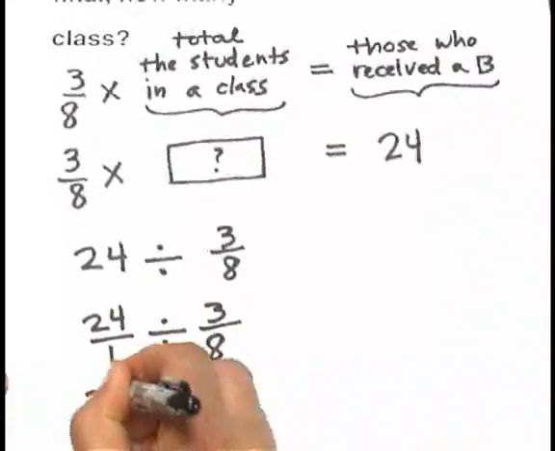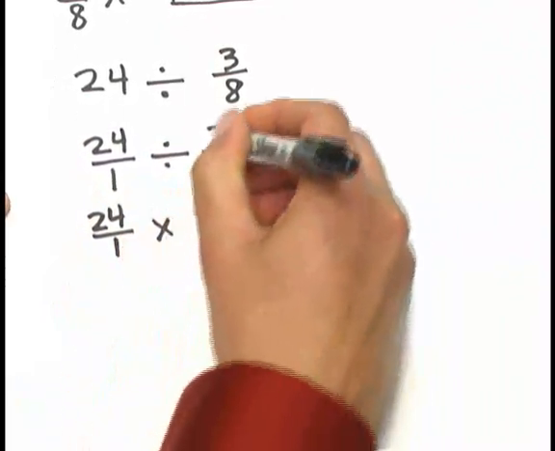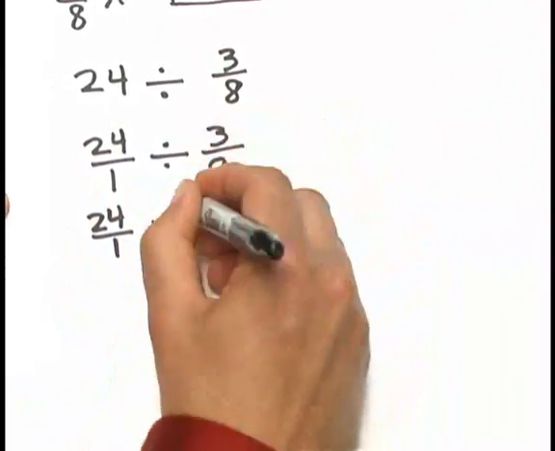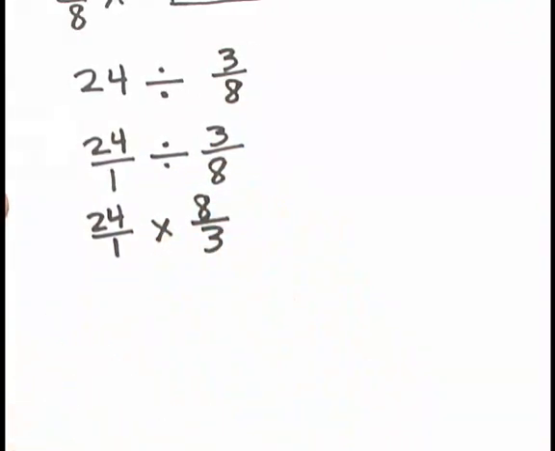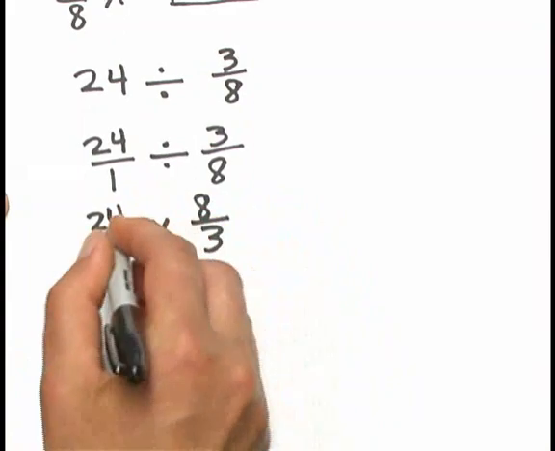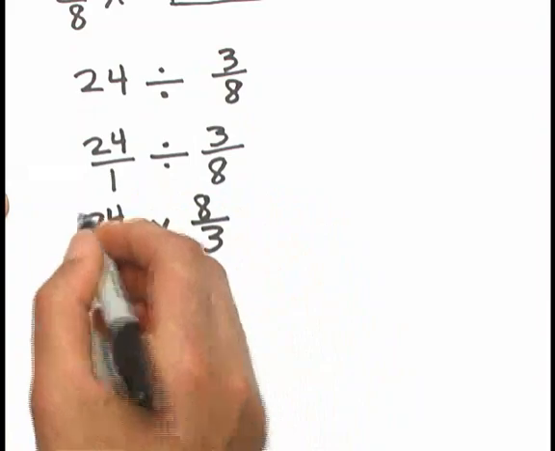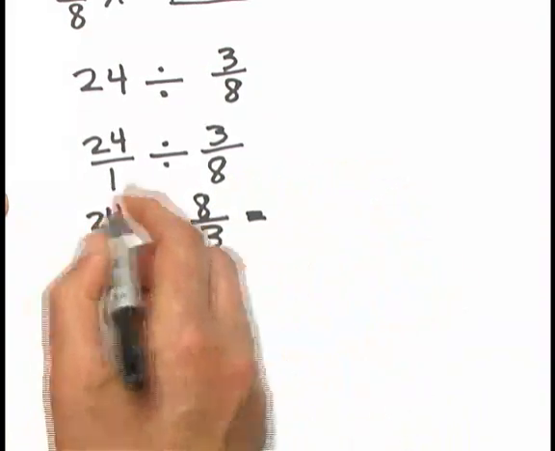Now to divide, I recopy 24 over 1 and multiply by the reciprocal of the second fraction. I flip the second fraction. 24 over 1 times 8/3. Now, because I'm multiplying, I can think about doing some canceling. Looks like there is some canceling I could do.